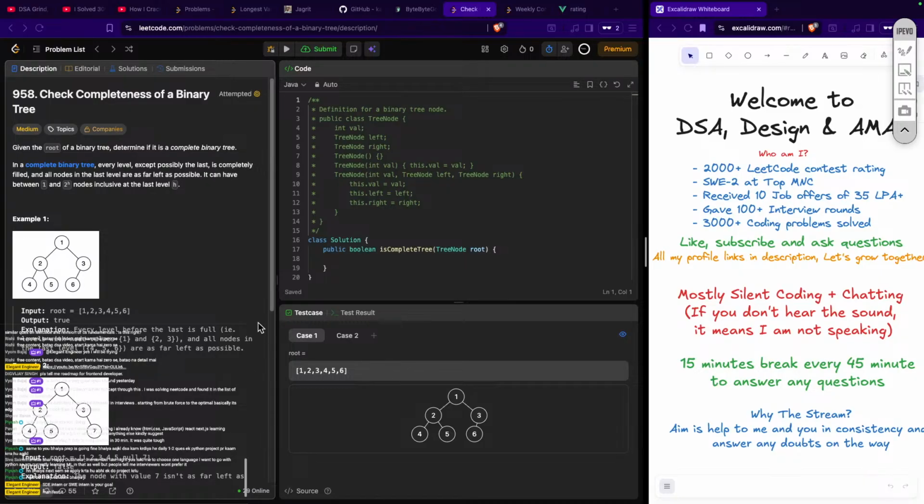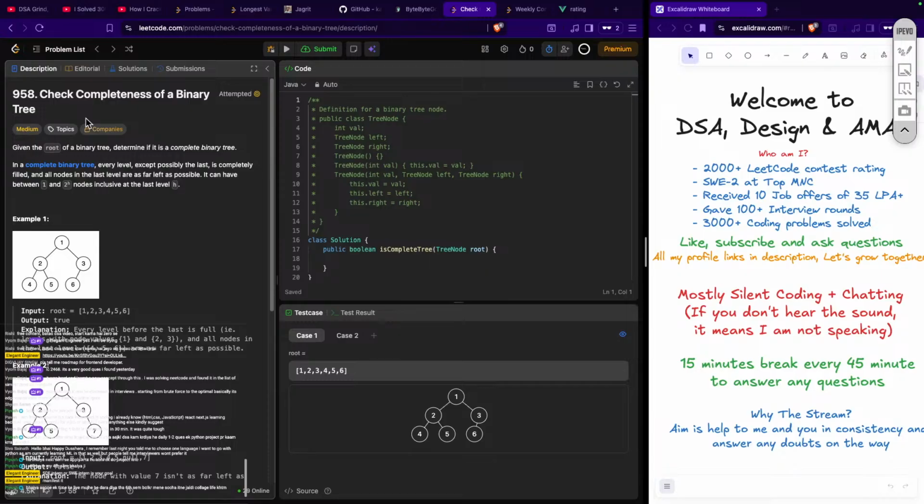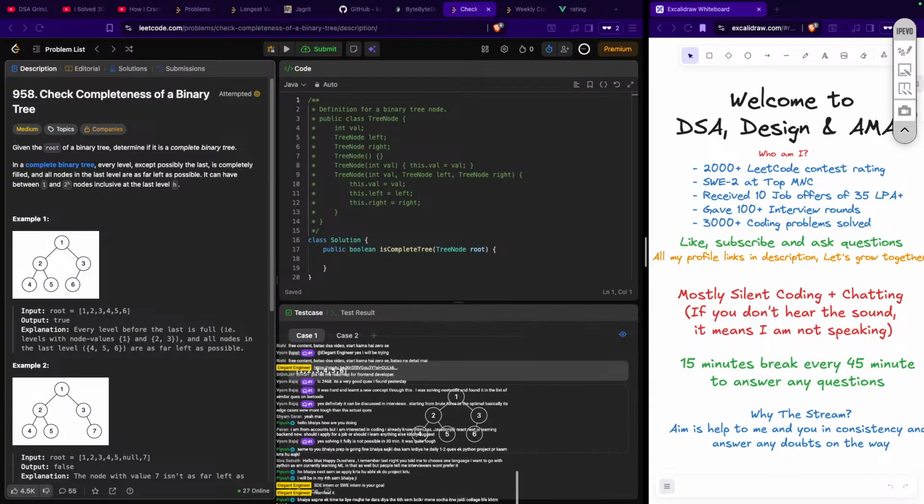Yeah, the other day I was trying this question using BFS and I was not able to solve it. Then there were some suggestions. Nice one, bro. That is not readable on the left side, right? I think it is more readable here.